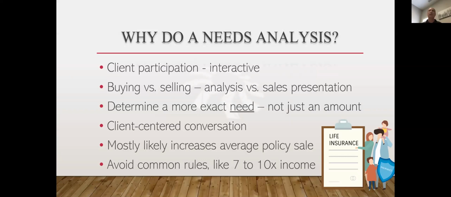7 to 10 times, you'll hear that or see that on websites, where 7 to 10 times the income is the rule that you should have. Well, maybe they're older. Maybe they don't need the 7 to 10 times. Maybe they need 5. Maybe they have a lot of kids and college education. Maybe they need 15 times. So that common rule doesn't always work. Sometimes it's a good starting point, but it doesn't always work, and it doesn't really get down to that client-centered conversation. So with that, we'll move along the page here.